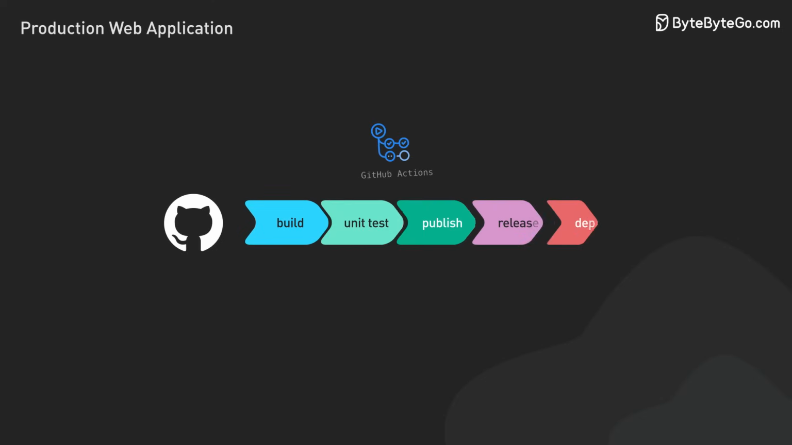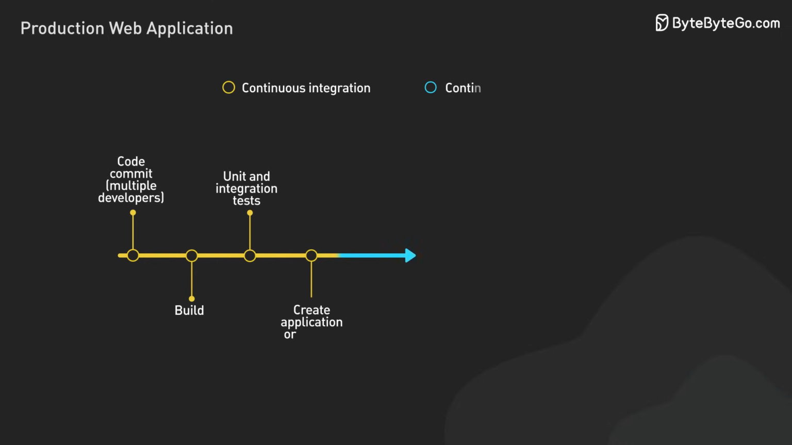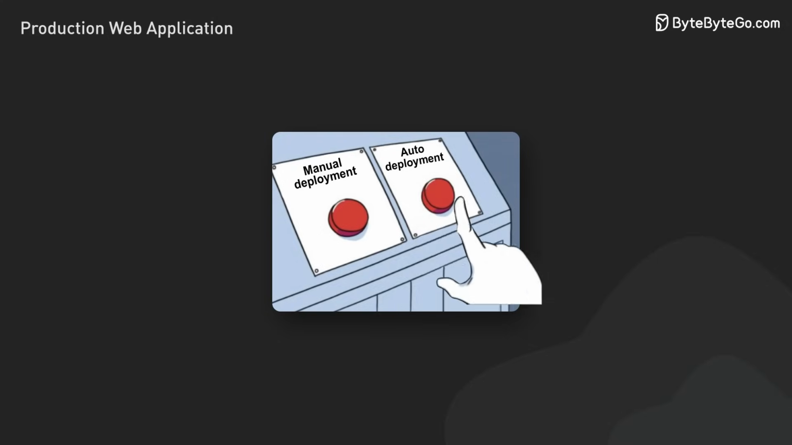Tools like GitHub Actions automate testing, building, and deployment. With CI/CD, every code change gets vetted before it ever sees production. No more manual builds and fewer headaches from bugs slipping through.